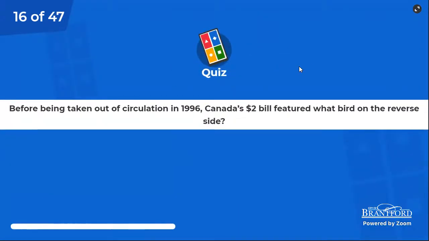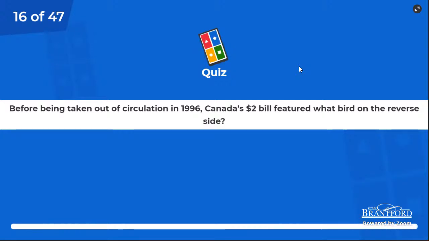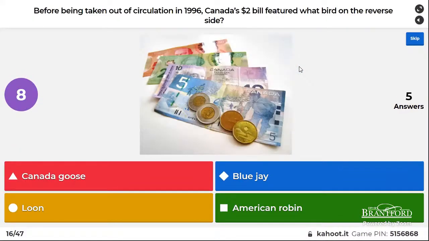Before being taken out of circulation in 1996, Canada's $2 bill featured what bird on the reverse side? Was it a Canada goose, a blue jay, a loon, or an American robin?